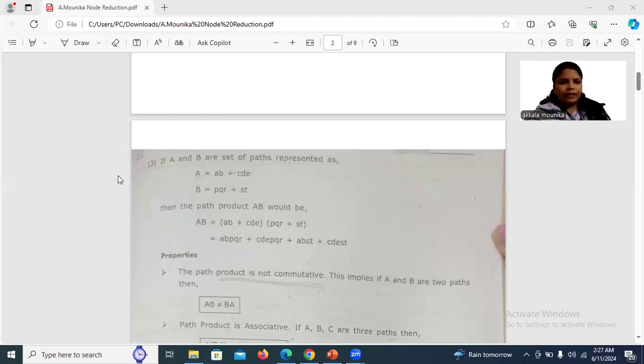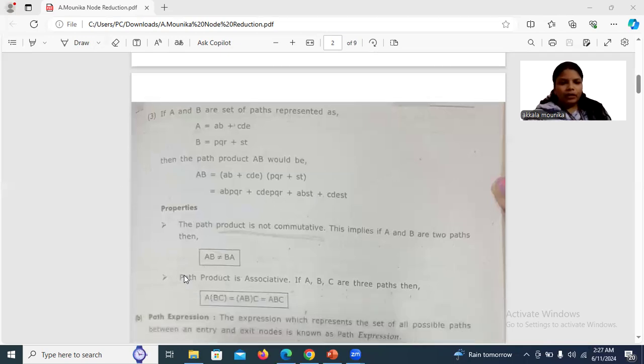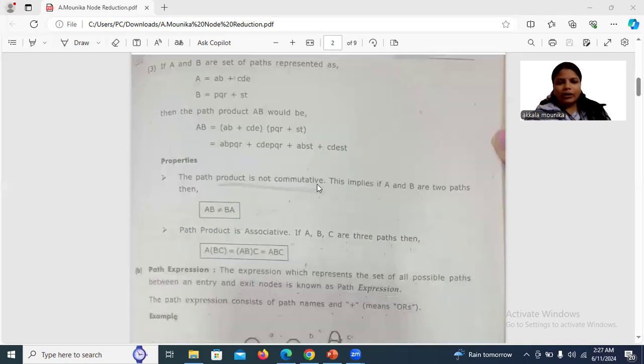Next, what are the properties here? The path product is not commutative. That means AB is not equal to BA. That implies if A and B are two paths, then AB is not equal to BA.